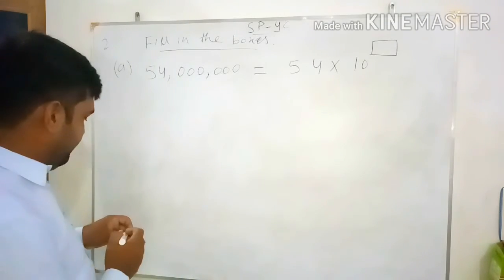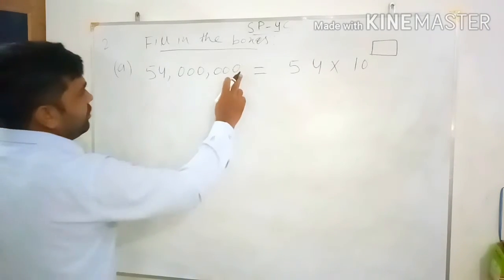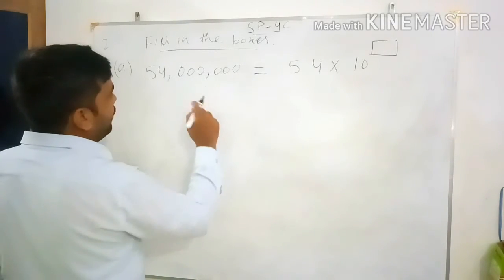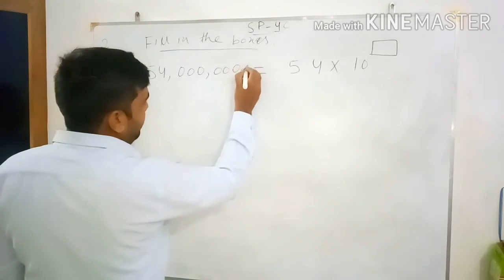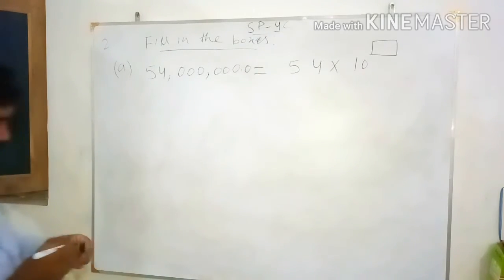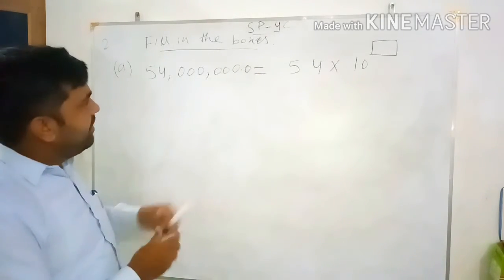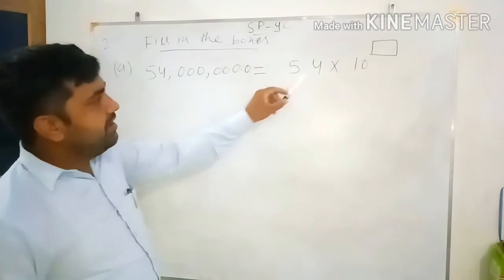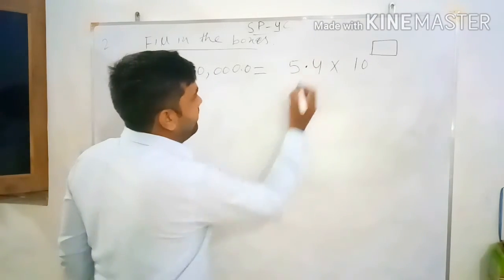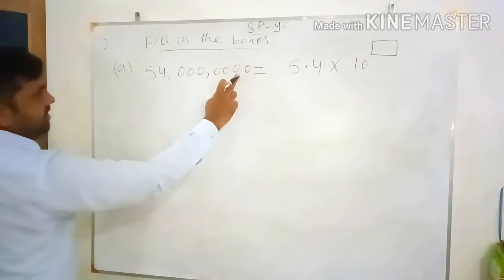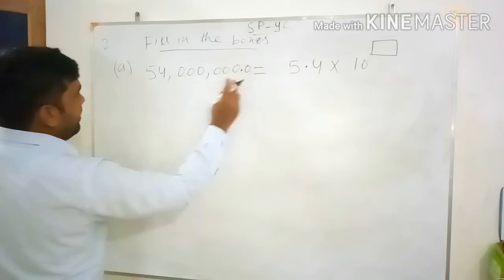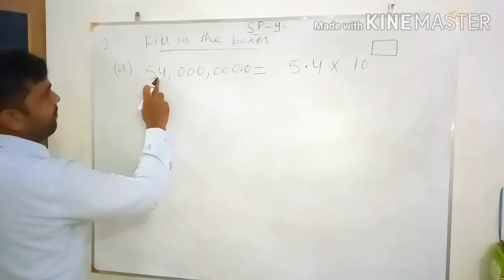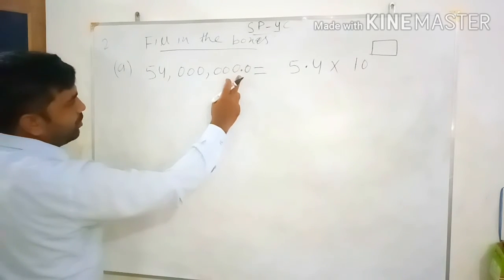Now you can see here, decimal you can assume it here. This is the 54 million, so you can put the decimal here. Now I have to shift this decimal left. You can see here the decimal is after 5. This decimal I have to bring here after 5. So how many places am I going to shift left?